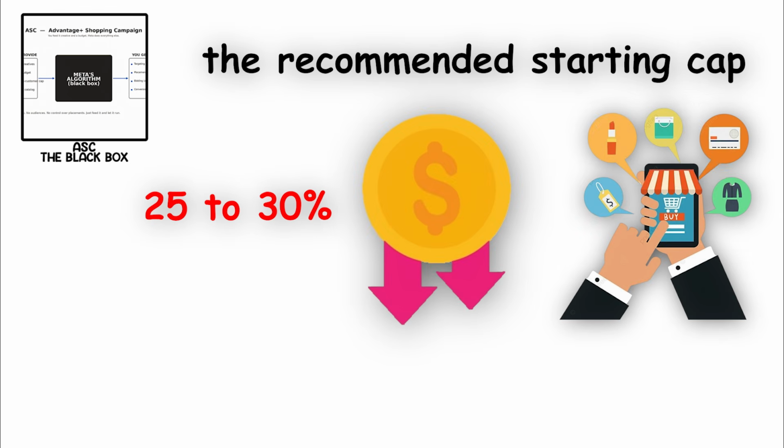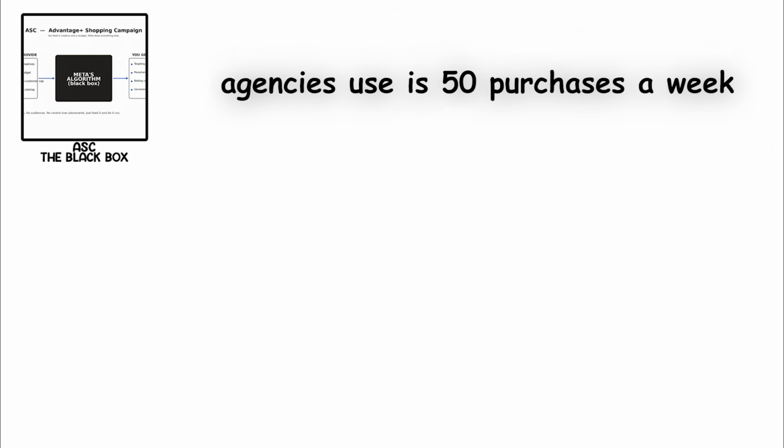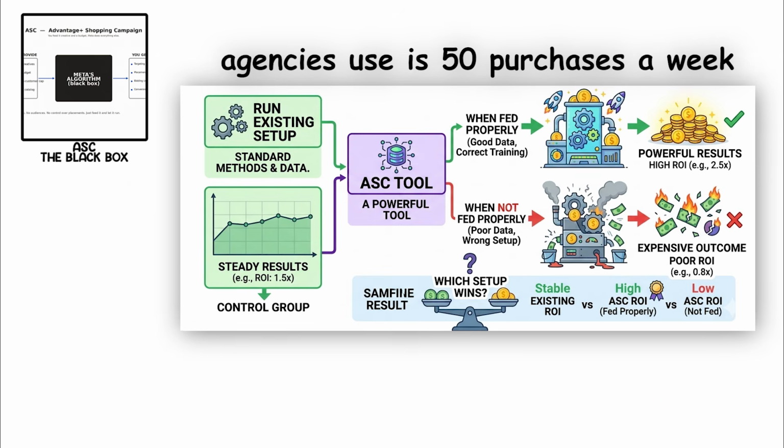The other thing to know is ASC needs volume to work. The official threshold most agencies use is 50 purchases a week. Below that, stick with manual. Above that, test ASC in parallel and see if it beats your existing setup. ASC is a tool. It's powerful when fed properly and expensive when it's not.